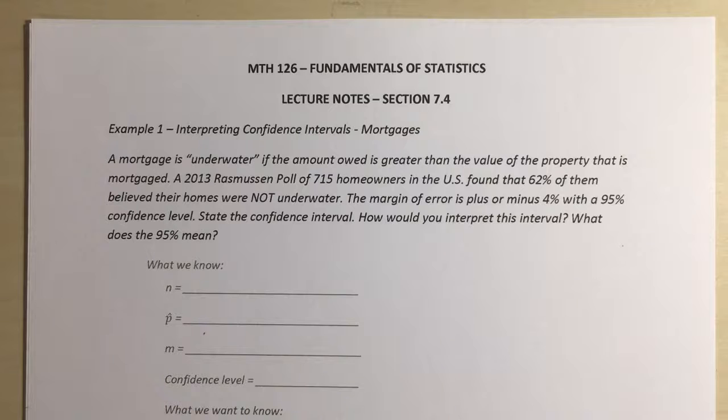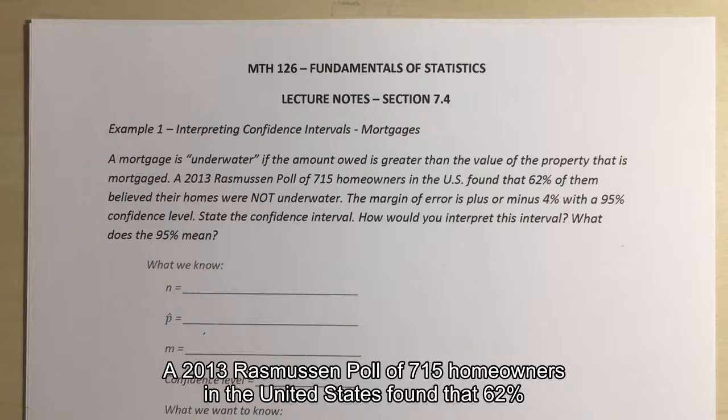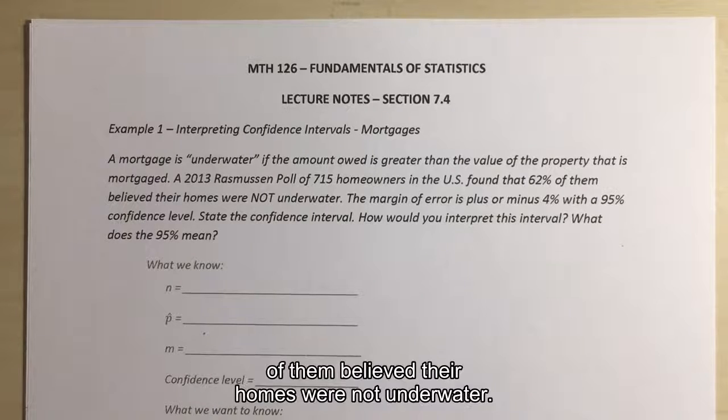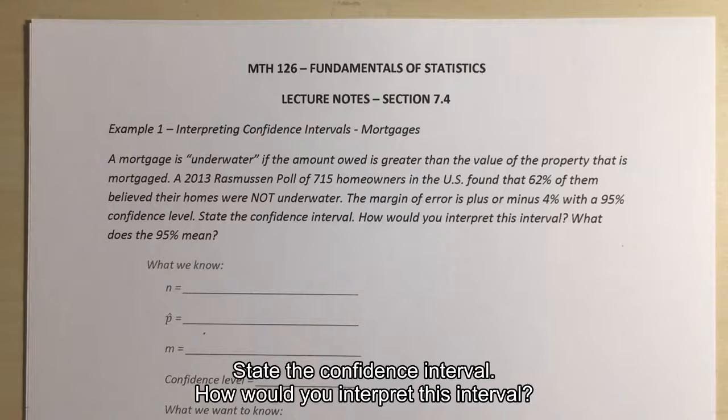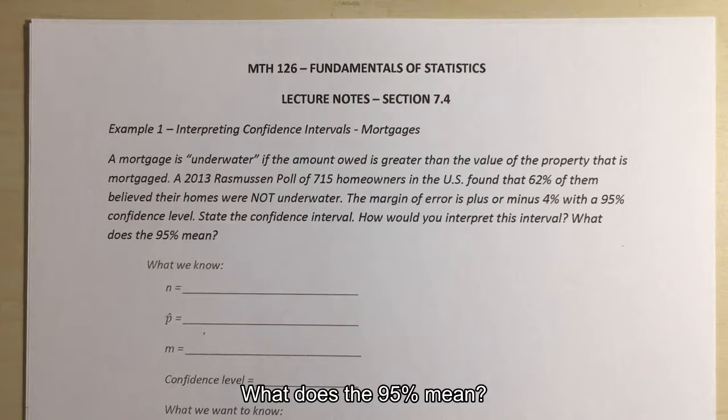A mortgage is underwater if the amount owed is greater than the value of the property that is being mortgaged. A 2013 Rasmussen poll of 715 homeowners in the United States found that 62% of them believe their homes were not underwater. The margin of error is plus or minus 4% with a 95% confidence level. State the confidence interval. How would you interpret this interval? What does the 95% mean?